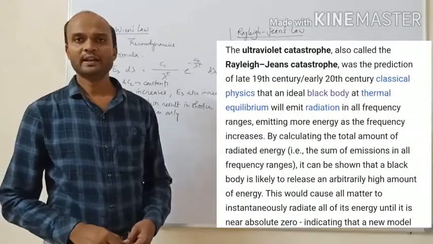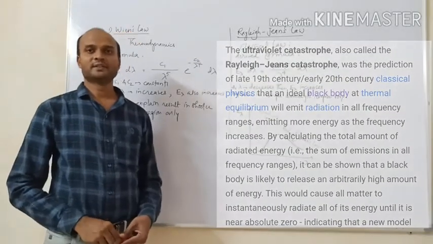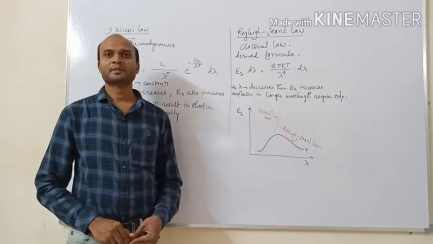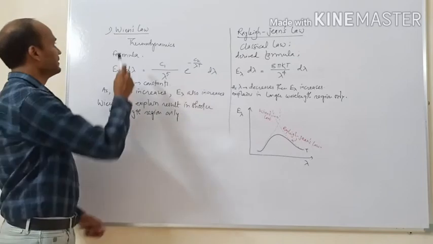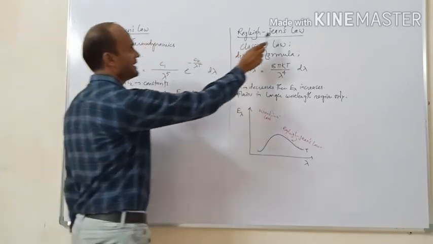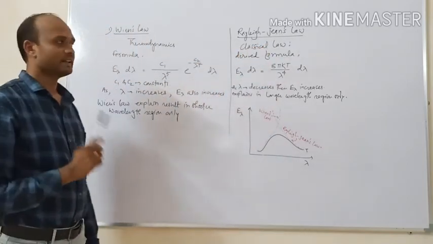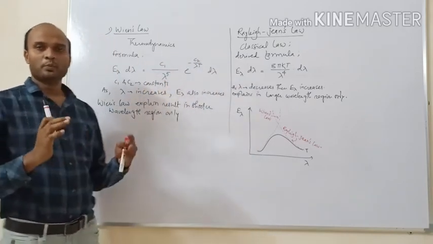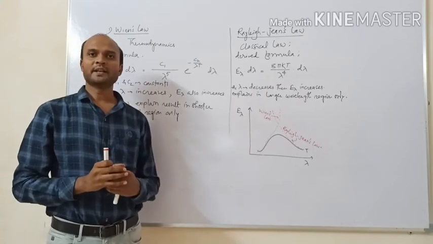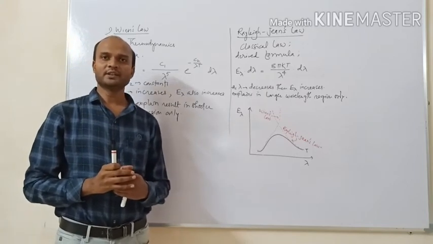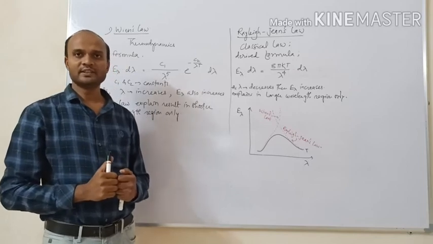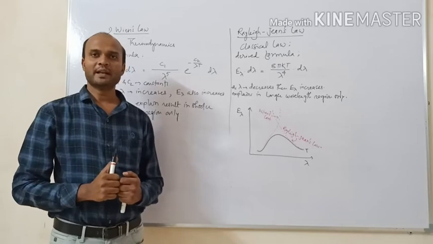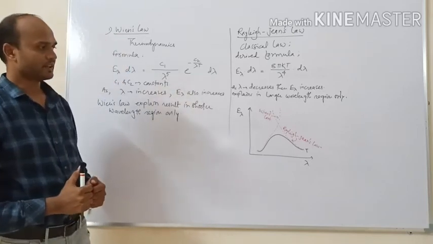Hence, the complete black body radiation spectrum cannot be explained by Wien's law as well as Rayleigh-Jeans law, and hence classical physics fails to explain the black body radiation spectrum, because both laws are derived by using classical theory, and both fail to explain the complete spectrum. This is a failure of classical physics to explain the black body radiation spectrum. Alright.